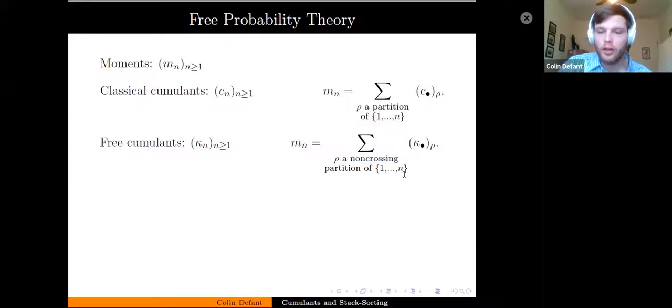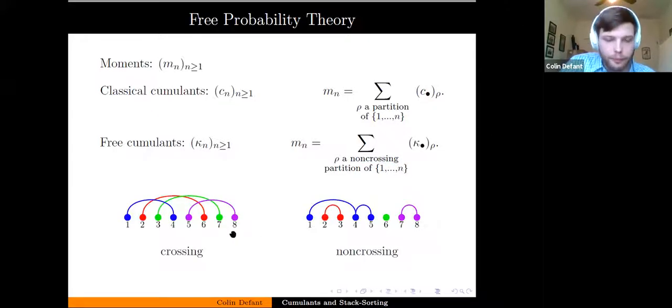So what is a non-crossing partition? Well, if I have a partition, I can draw its arch diagram, where I basically connect numbers that are in the same block with these arches. A partition is crossing if some of the arches from different blocks cross each other, and it's non-crossing if I can draw it so that none of the arches cross each other. So this is an example of a crossing partition. This is a non-crossing partition. Non-crossing partitions are really cool. They have a lot of interesting properties, and they show up in a lot of places, including free probability theory.